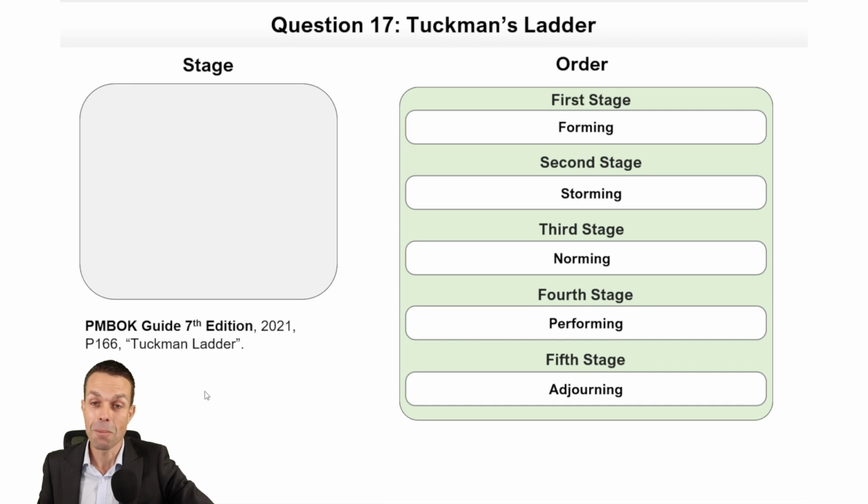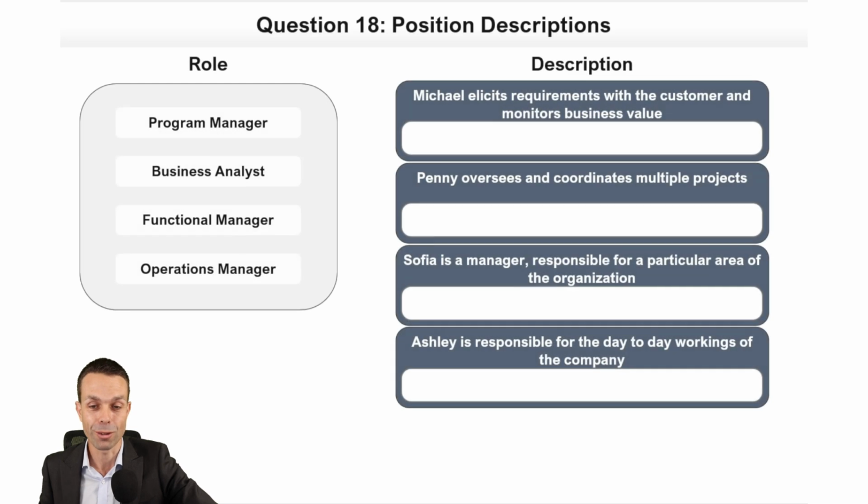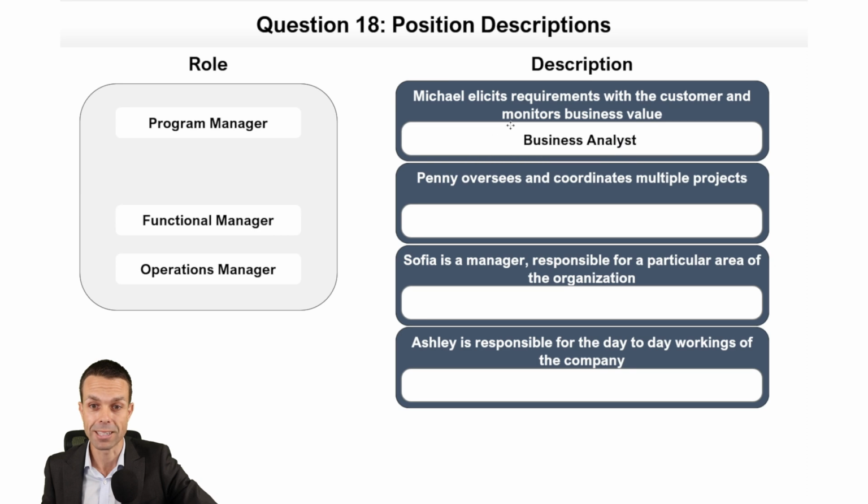And that's the one there, page 166, Tuckman's Ladder in the PMBOK Guide, 7th edition. Wonderful, wonderful stuff. All right, who does what on a project? If Michael elicits requirements with the customer and monitors business value, he is a business analyst. But if Penny oversees and coordinates multiple projects, do you remember this one? This is our program manager.